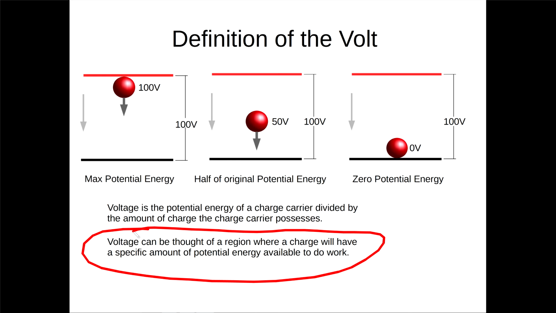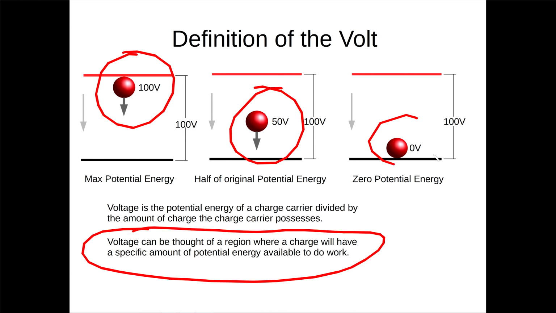What we can think of is these three charges, all the same charge, but they have different amounts of potential energy. In this first case, it has the maximum potential energy. This charge is located up here where the voltage is 100 volts, so it will have the most potential energy associated with it.